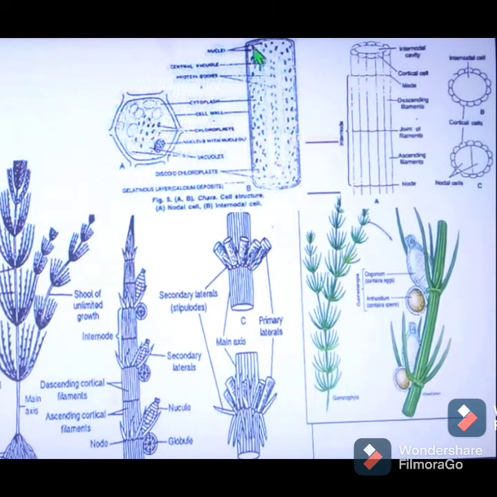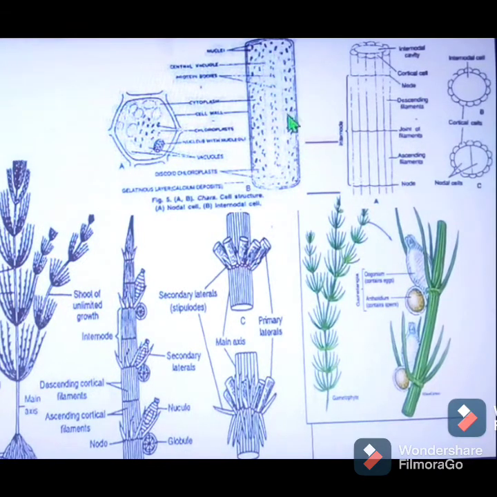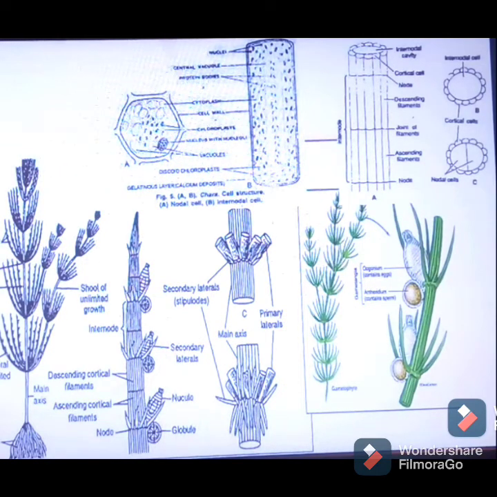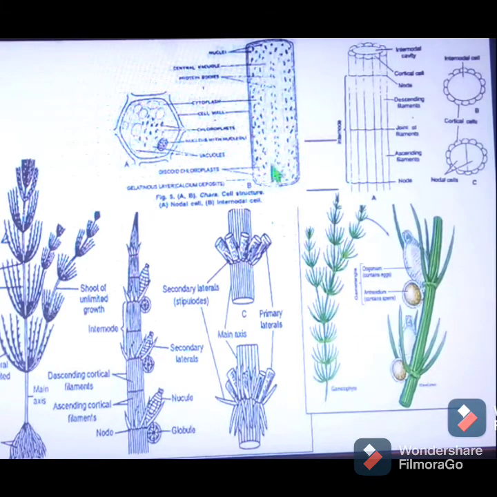The cytoplasm in the internodal cell is differentiated into two parts, the endoplasm in the middle and the outer ectoplasm. The endoplasm shows a streaming movement. Why? Because the streaming, or cytoplasmic movement, is the movement of the fluid substance within the cell to transport nutrients, proteins, and other organelles within the cell. So there is a streaming movement in the internodal cell of the Chara plant.